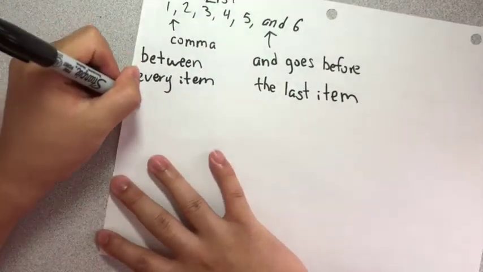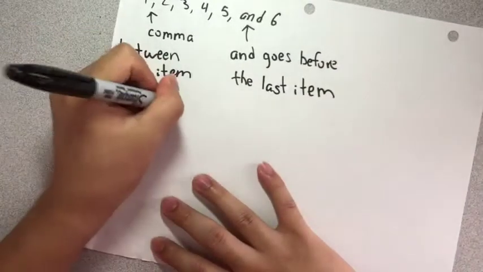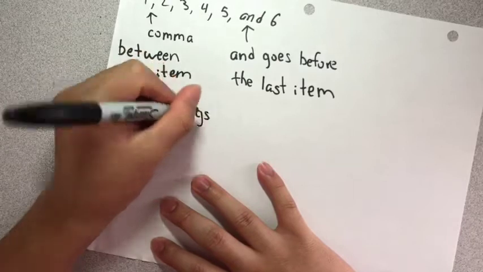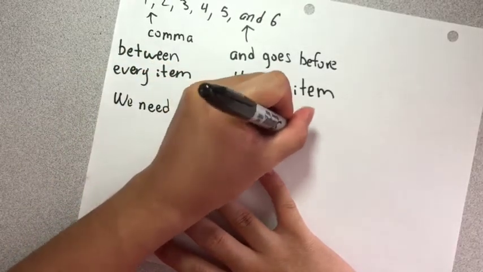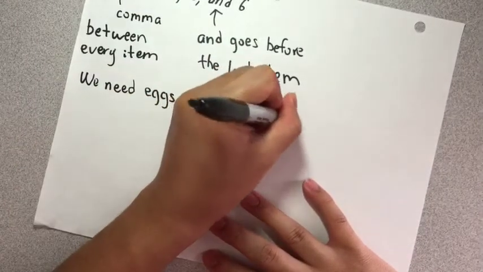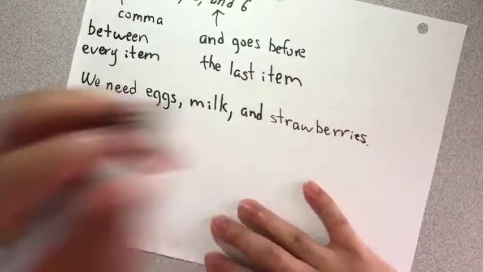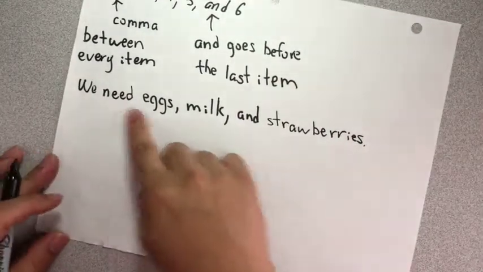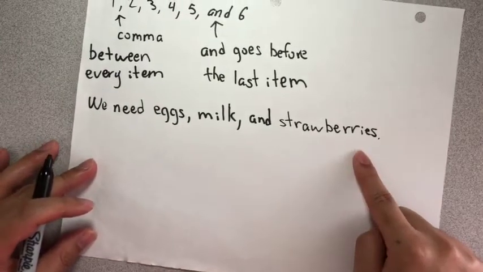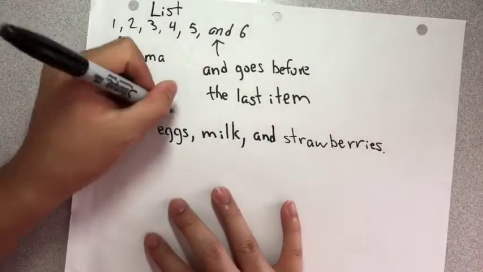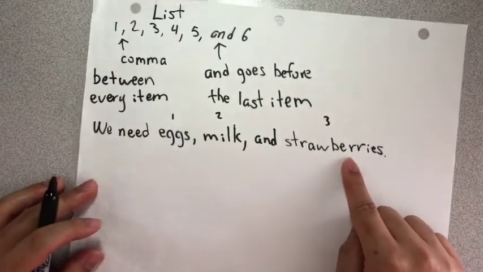So we can say we need eggs, milk, and strawberries. So this is the list of things we need. We need eggs, milk, and strawberries. In this list, there are 3 things. 1, 2, and 3. Eggs, milk, and strawberries.